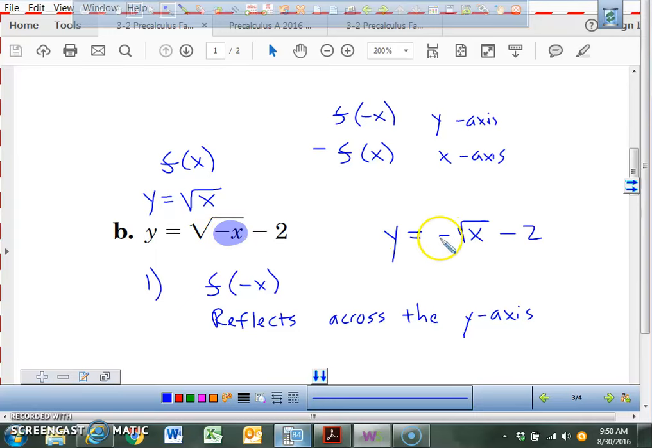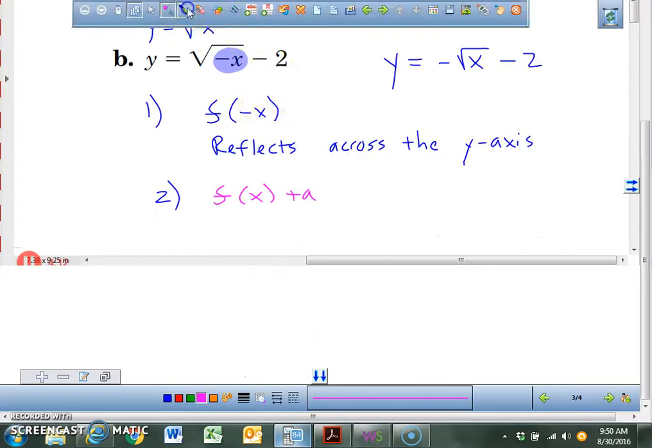Okay? I need you guys to see the relationship that these equations right here are not equal. One of them reflects across the y-axis, one of them reflects across the x-axis. And the second part right here mimics what we just did, f of x plus a. And yes, this part translates 2 units down.